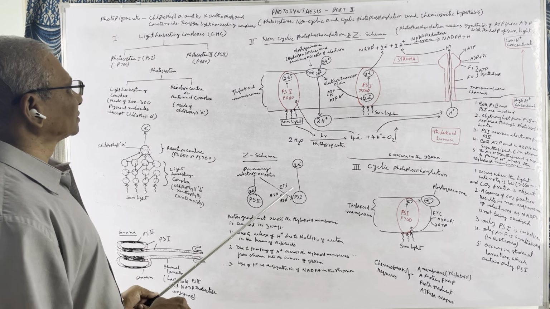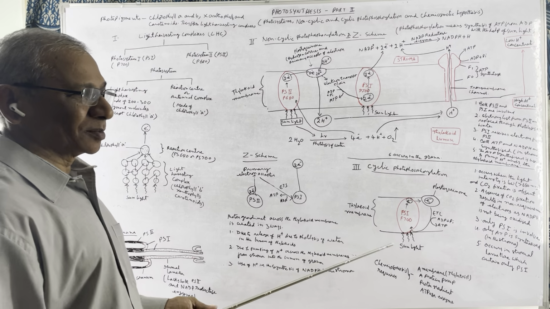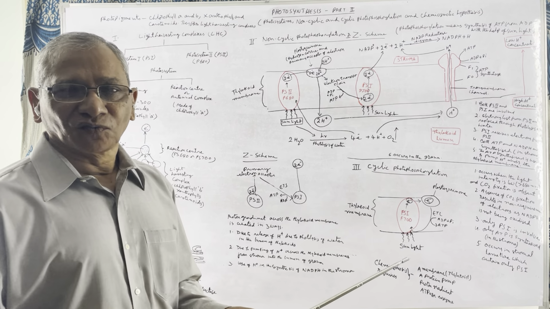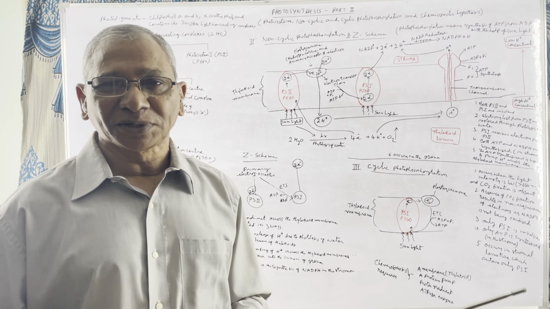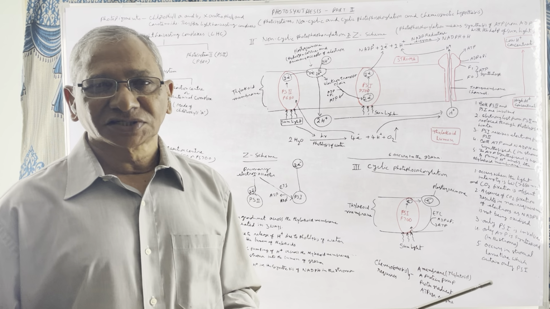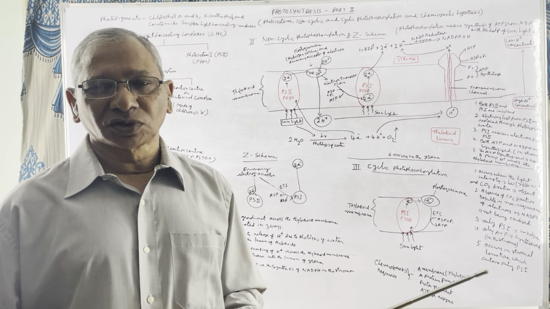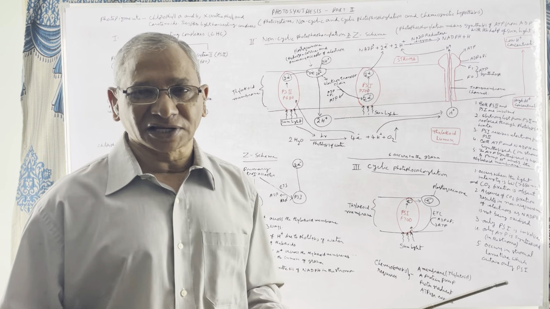That is about photosynthesis part 2. In photosynthesis part 1, I have mentioned that the laughing gas was discovered by Priestley, and it is N2O, not N2S as I mentioned earlier. Okay.